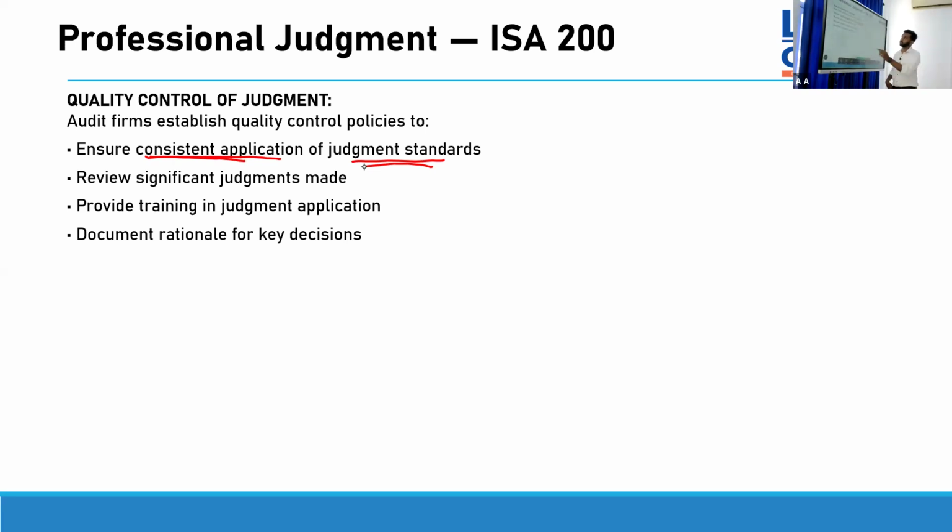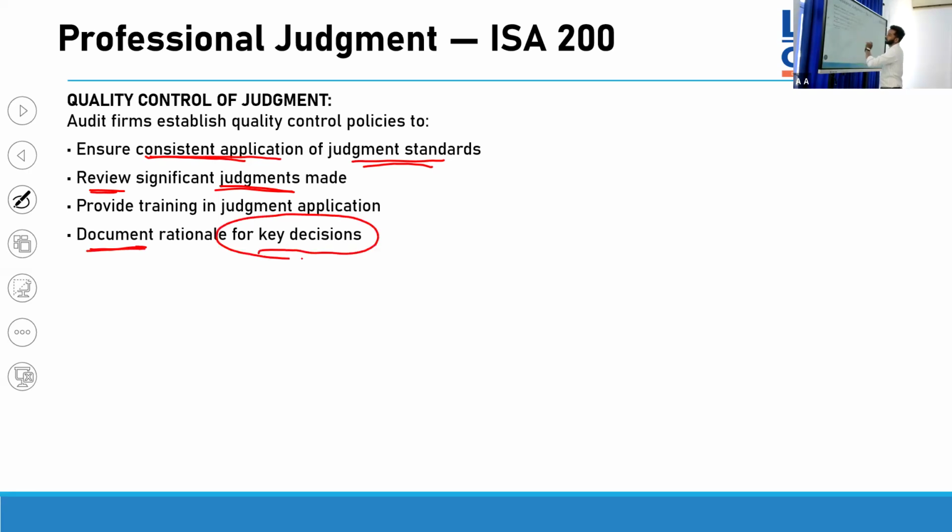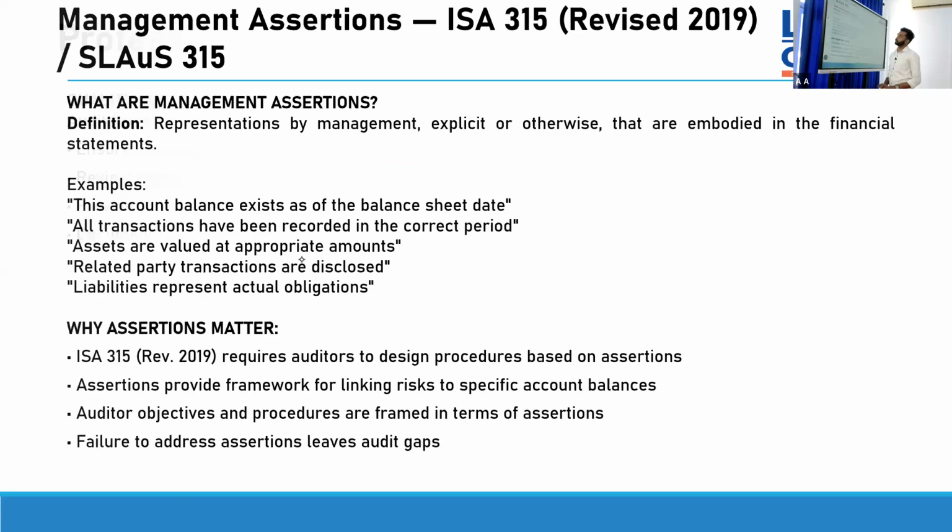Next one is reviewing significant judgments made. If we made any significant professional judgment, we must get an independent review from another person, right? Also, we must document all the rationale for those decisions or judgments, right? These are the quality control framework, right?